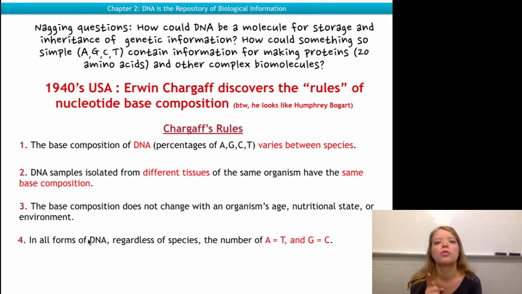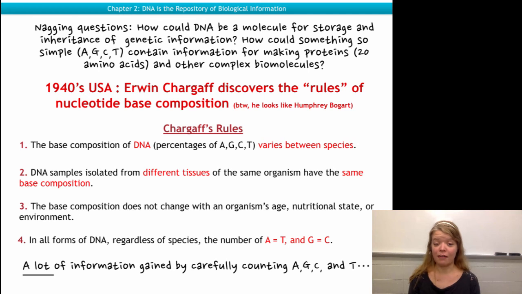And then the final rule, rule number 4 of the Chargaff rules, said that in all forms of DNA, and he did a lot of work, regardless of species, there was always the same amount of A's as there were T's, and G's as there were C's. Now again, that's not a surprising finding at all, because we know that inside DNA, an adenosine will always only pair with a thymidine, and a guanine will always pair with a cytosine. And I have to say that there is a lot of information that was gained just simply by carefully counting A, G, C's, and T's in different organisms and thinking about it.